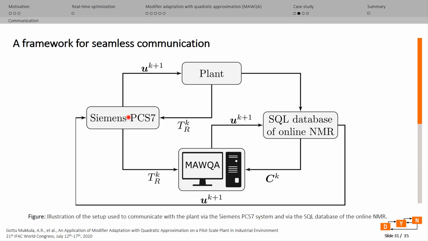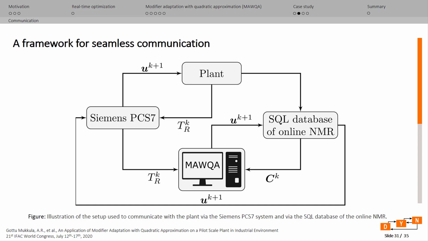The PCS7 control system has an OPC DA server installed. The temperature of the reaction mixture at the reactor outlet is recorded in the OPC DA server, from which this information is read by the real-time optimization. The SQL database of the online NMR records the concentration of the reactants, byproducts, and the product. This information is read by the real-time optimization from the SQL database.